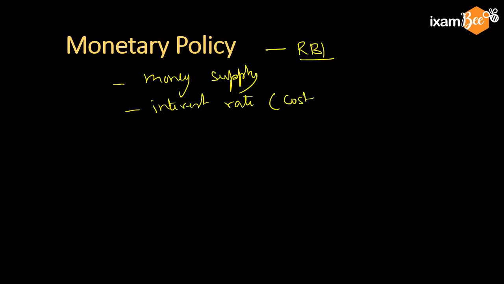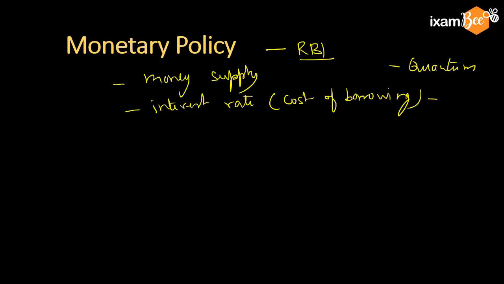So today if you have to borrow from somewhere, what is the cost of borrowing? The cost of borrowing is the interest rate. So RBI influences the interest rate and the quantum. This is the price and this is the quantum. Money supply is the quantum.